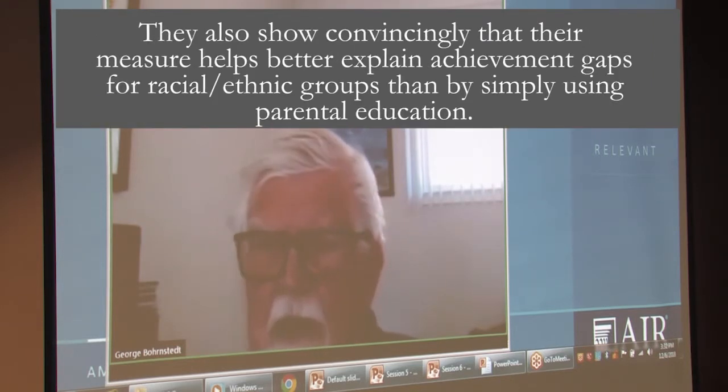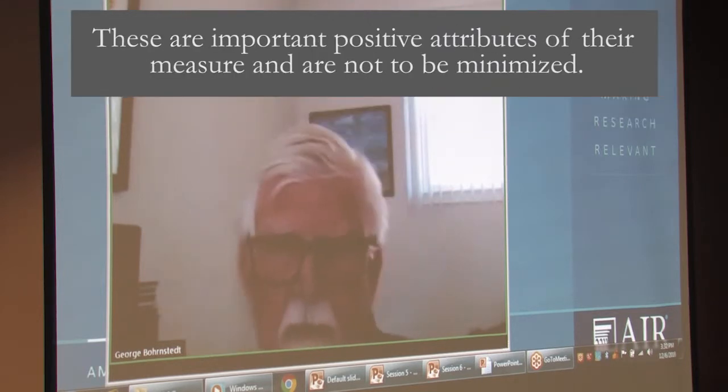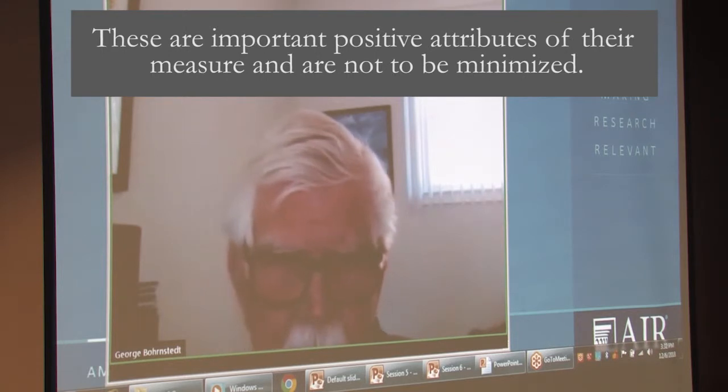They also show convincingly that their measure helps better explain achievement gaps for racial and ethnic groups than simply using parental education. These are important positive attributes of their measure, and they're not to be minimized.